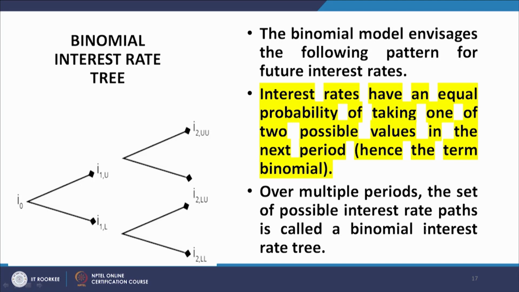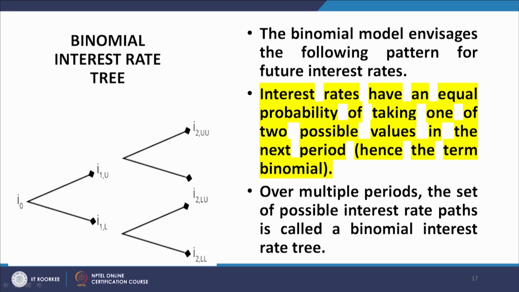So, let us continue from where we left off before the break. Let us talk about the binomial interest rate tree. The template of the binomial interest rate tree is shown in the left hand panel of this slide. I will explain the tree first and then I will read out the adjoining notes for your convenience.